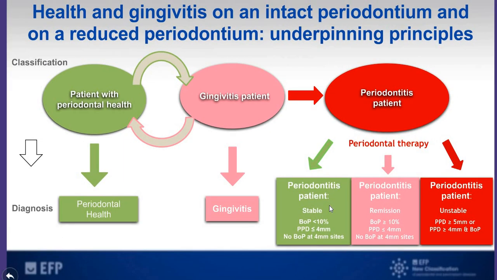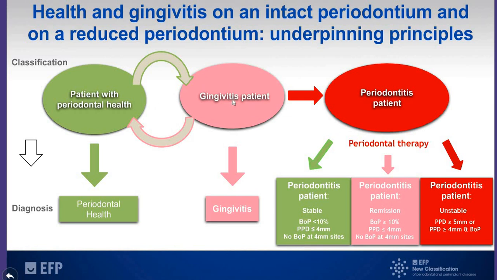So here I can make it obvious for you. In a patient with periodontal health, we name it periodontal health even if we have bleeding on probing of less than 10%. It's still healthy. And we shouldn't have a pocket more than 4 millimeter. It should be 4 or less than 4 millimeter. And it's mandatory in periodontal health that there's no bleeding on probing at a 4 millimeter pocket. If we have a 4 millimeter pocket, there should be no bleeding on probing.